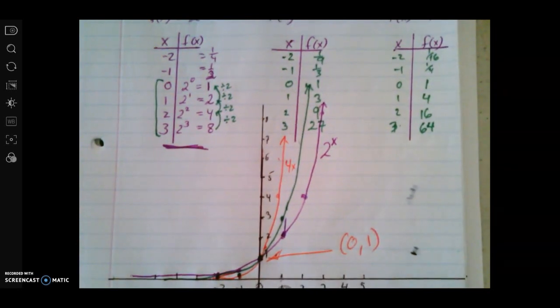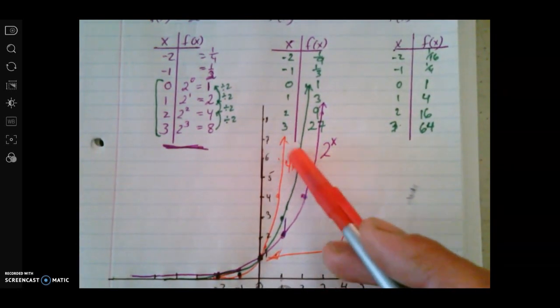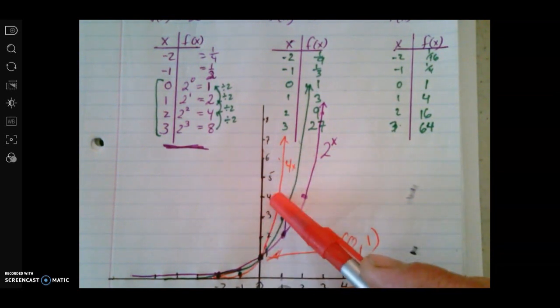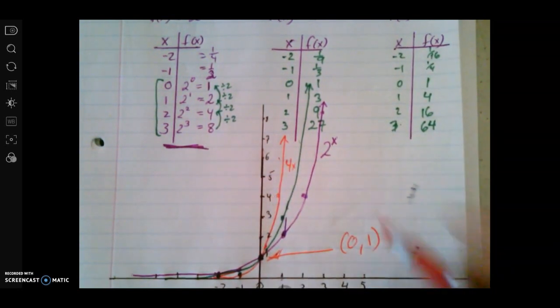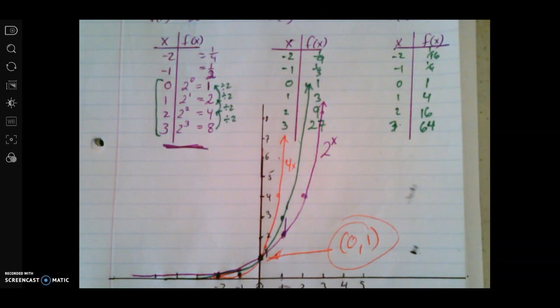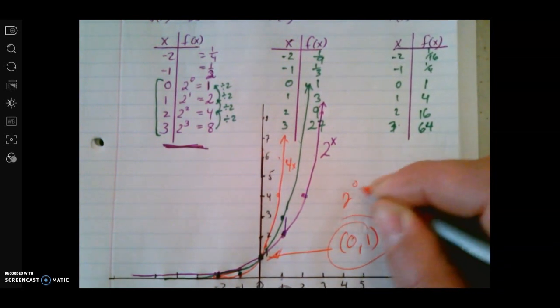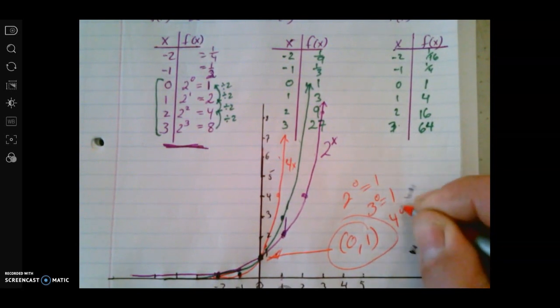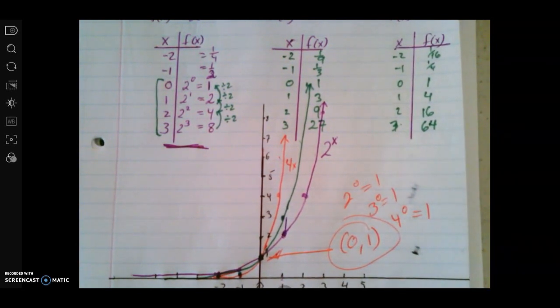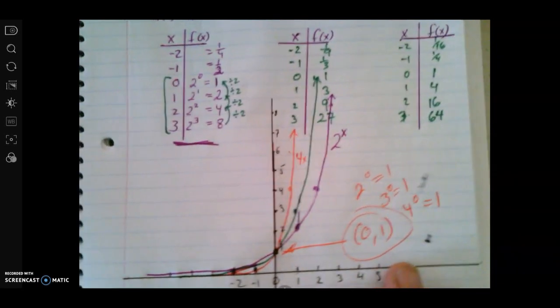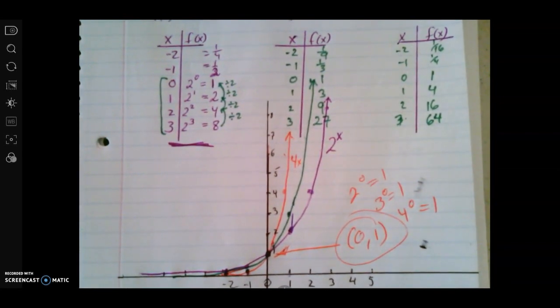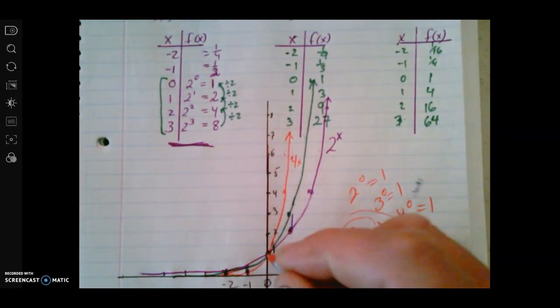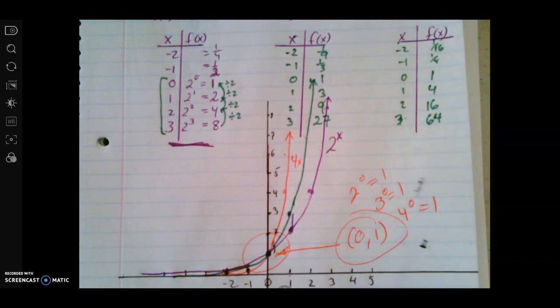Okay, and so that's the difference between them. The bigger the number in front, the steeper the graph. However, and again, this is key, they all pass through here, and that's kind of interesting. That's because 2 to the 0, 3 to the 0, and 4 to the 0 would all go through 1. So if the book asks you, what do all of these things have in common? Well, it's hard to tell, but if you graph them all on the same graph, they'll all go through the same point.